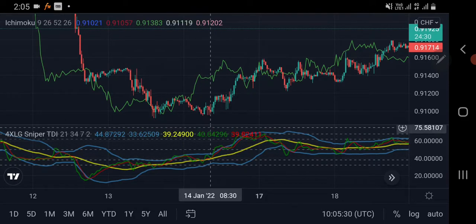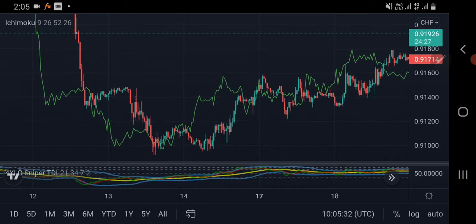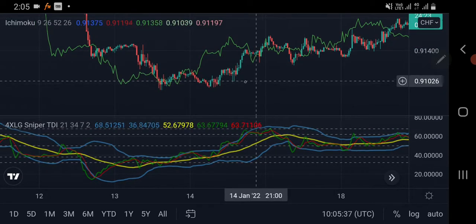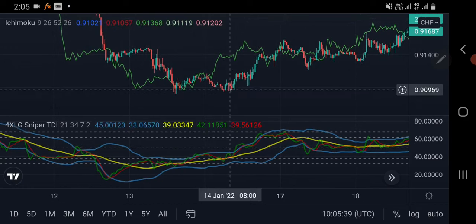So how does it work? Okay, let me tell you guys. Hope you can see the price very clearly. Yeah, right here.